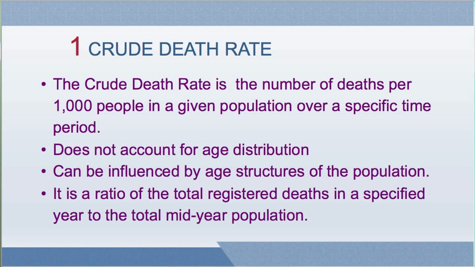The crude death rate is the most basic mortality indicator, representing the number of deaths per 1,000 people in a given population over a specific time period. While informative, the crude death rate does not account for age distribution and can be influenced by age structures of a particular population. Now, it is a ratio of the total registered deaths in a specified year to the total mid-year population, which is then multiplied by the constant of 1,000, because it is calculated over 1,000 mid-year population.